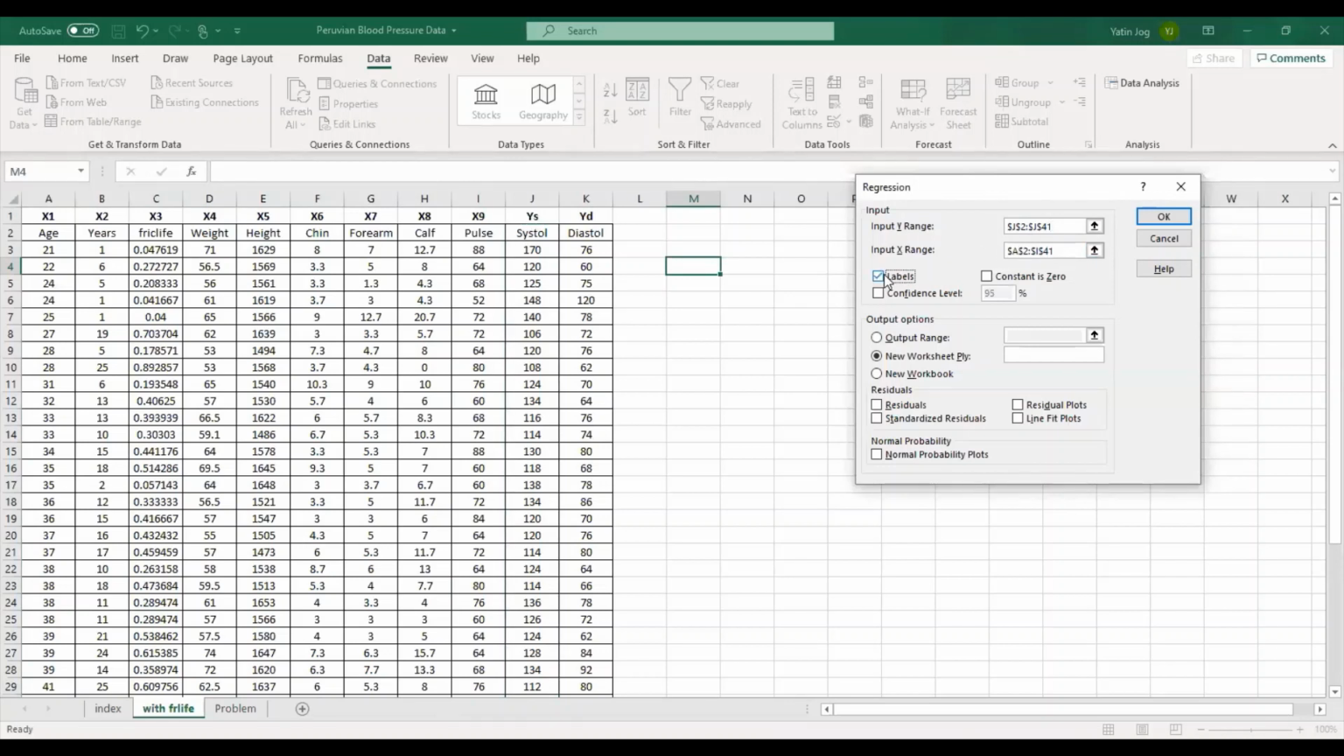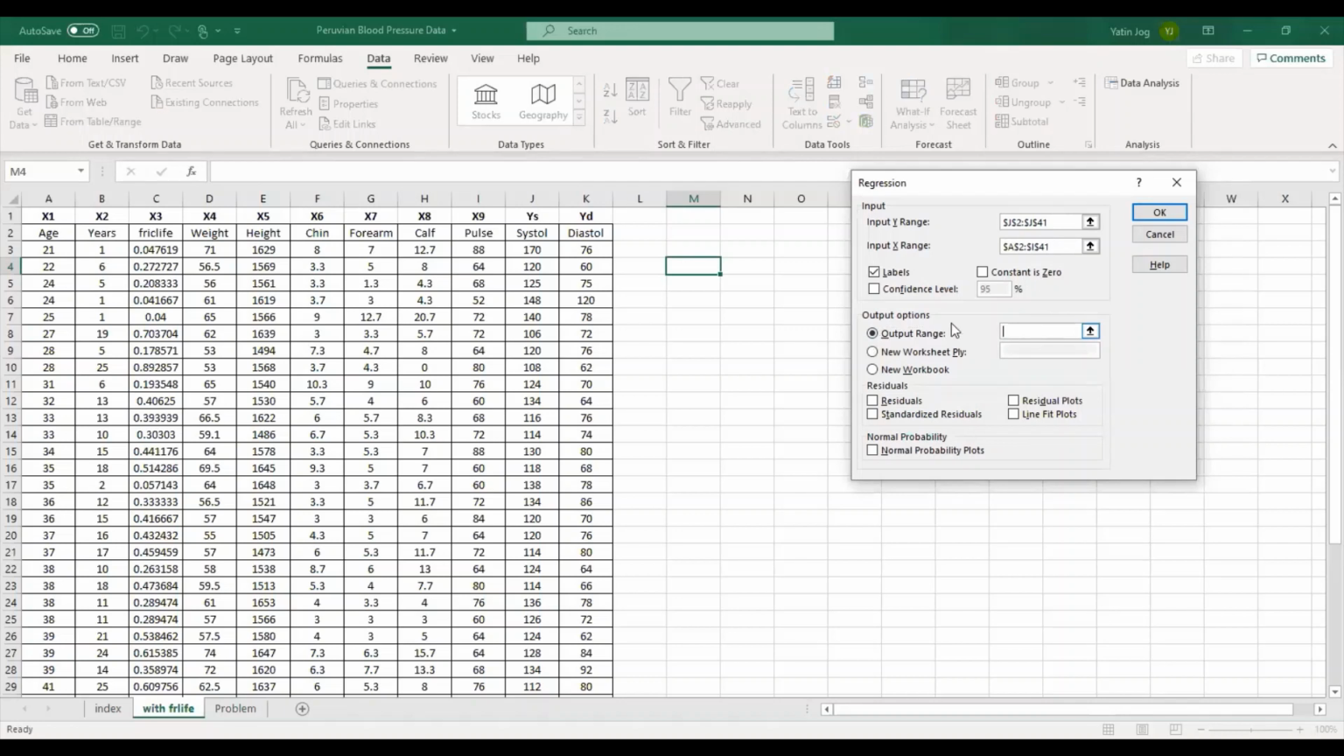Labels, yes, I have labels in my first row. Let the confidence level be 95%. After some time, we'll discuss what the confidence level is. Output range, yes, I want to display output from this cell, and then I want to display residuals. I'll go ahead with residuals for some analysis, and then I'll click on OK.